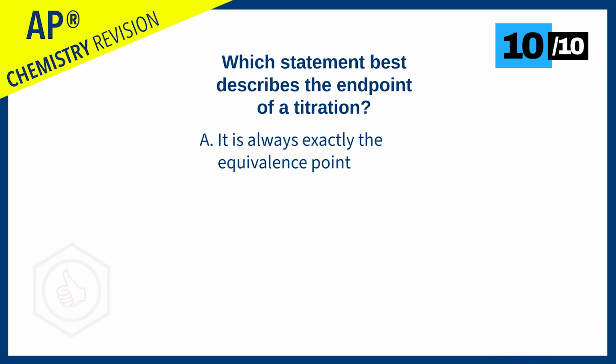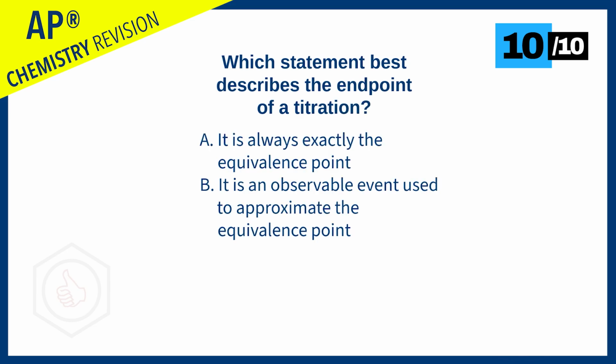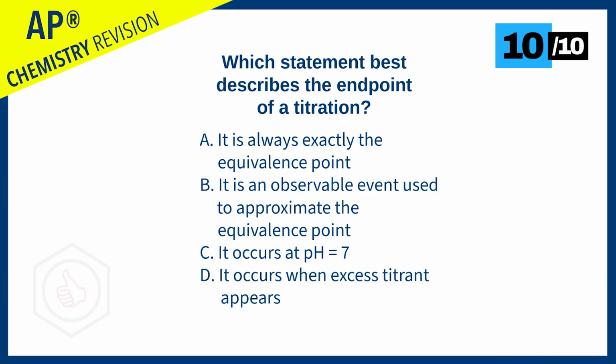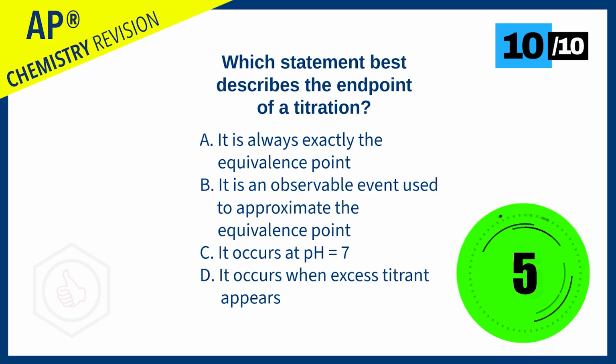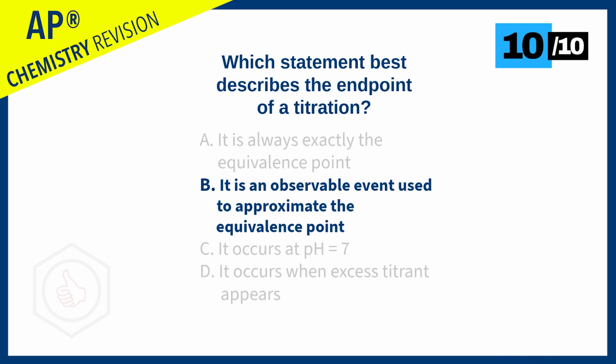Which statement best describes the endpoint of a titration? It is always exactly the equivalence point. It is an observable event used to approximate the equivalence point. It occurs at pH 7, or it occurs when excess titrant appears. The answer is it is an observable event used to approximate the equivalence point in the titration.